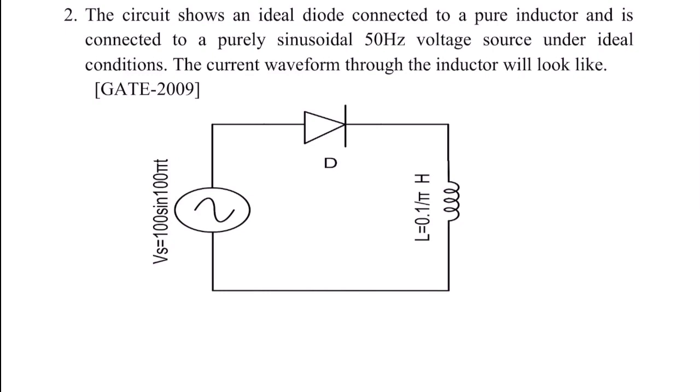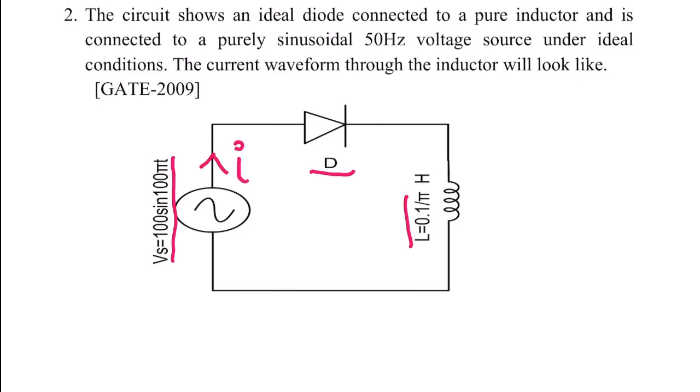The circuit shows an ideal diode connected to a pure inductor and a purely sinusoidal 50 Hz voltage source under ideal conditions. The current waveform through the inductor will look like this. In the circuit, this is an AC voltage, and there is a diode and an inductor.